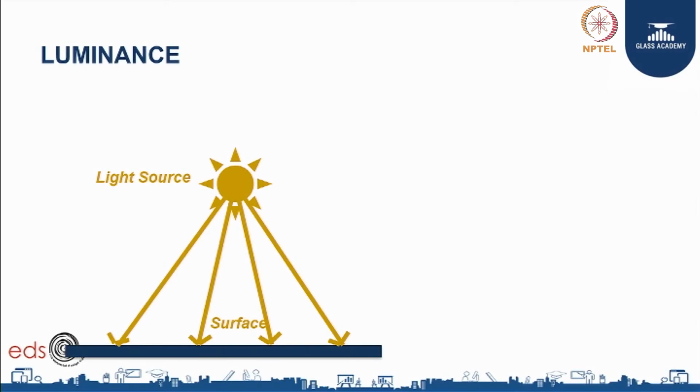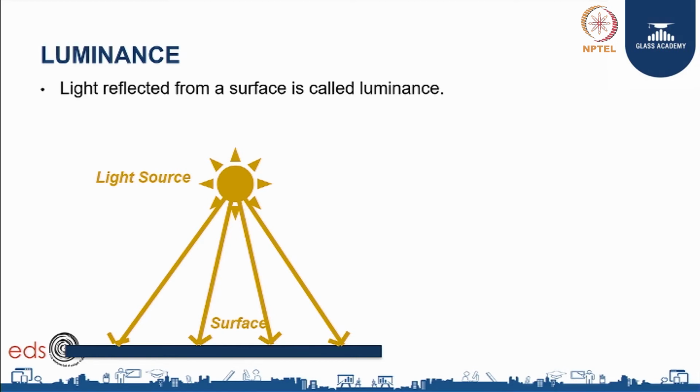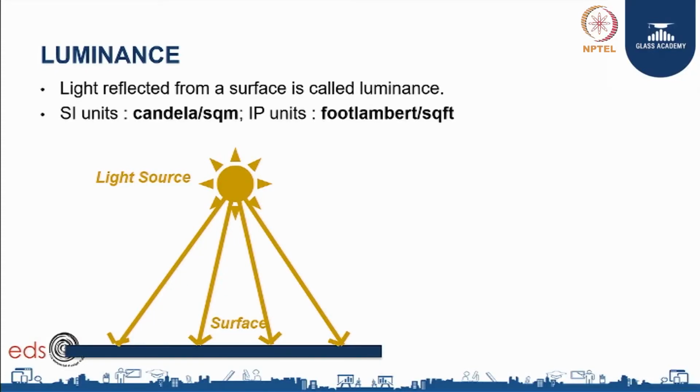Now let's come down to luminance. Whatever light is falling on a surface is reflected back. That is called luminance. Light reflected from a surface is called luminance as per the definition. It is measured as candela per square meter in SI units and foot Lambert in IP units.